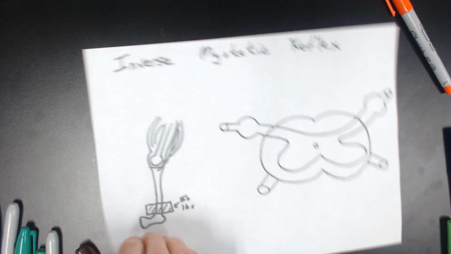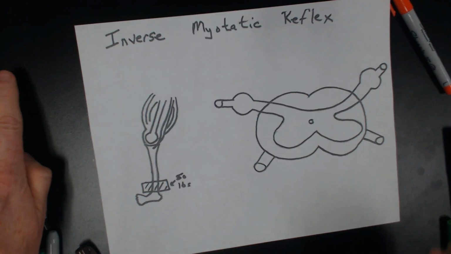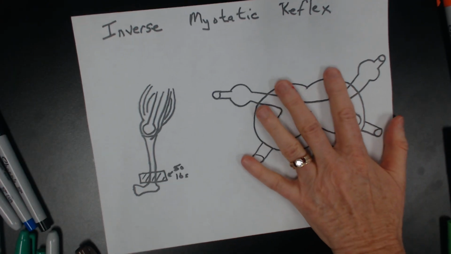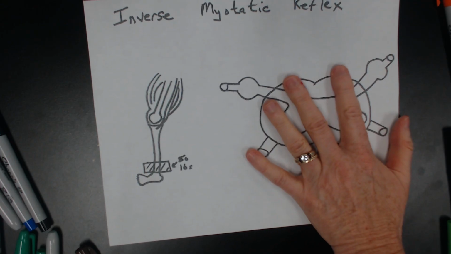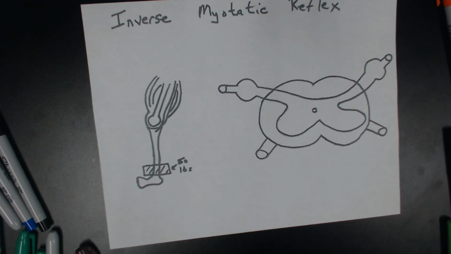Let's look at the inverse myotatic reflex. So that's the myotatic reflex. This is the inverse myotatic reflex. Okay, kind of the same setup as before. I've got my spinal cord cross section here, transverse section, and then this is my leg muscle with the quads in the front, hamstrings in the back, and the femur.